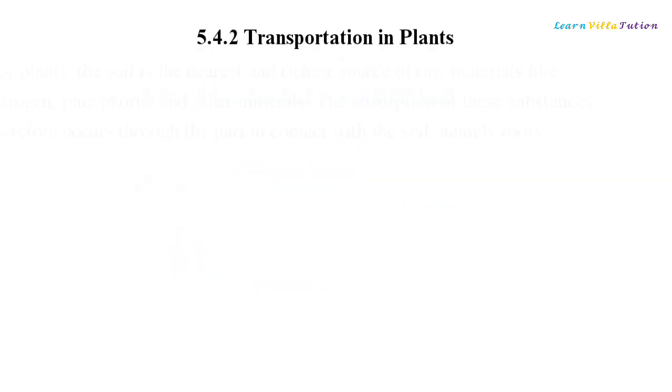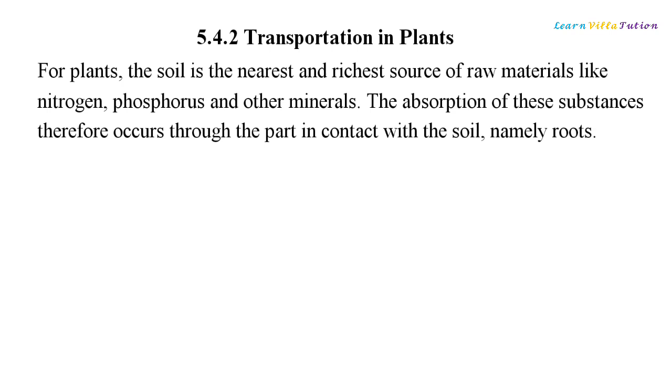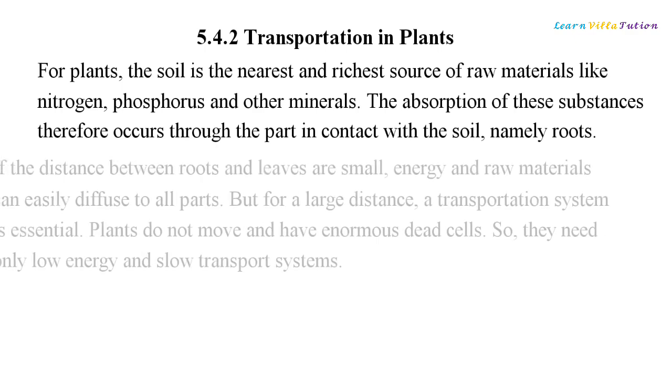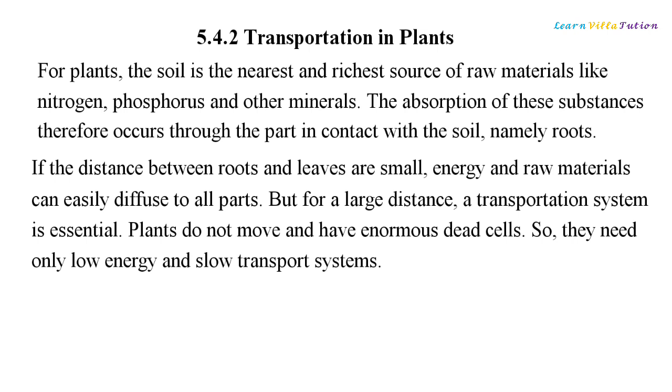Transportation in plants. For plants, the soil is the nearest and richest source of raw materials like nitrogen, phosphorus and other minerals. The absorption of these substances therefore occurs through the part in contact with the soil, namely roots. If the distance between roots and leaves is small, energy and raw materials can easily diffuse to all parts. But for a large distance, a transportation system is essential.